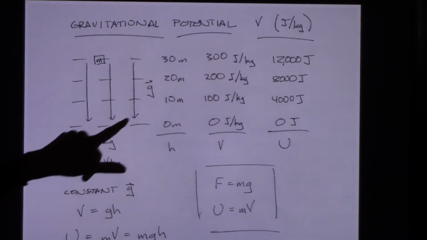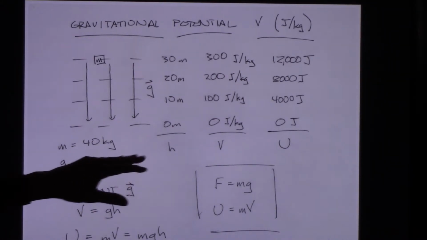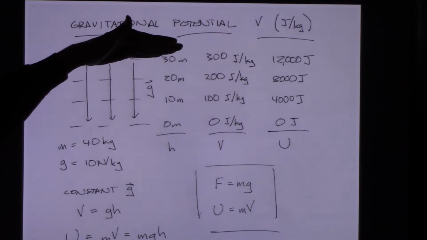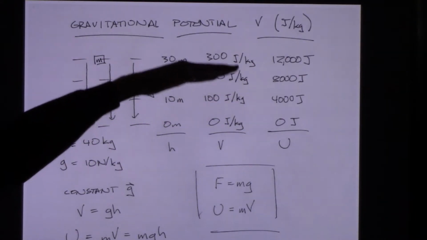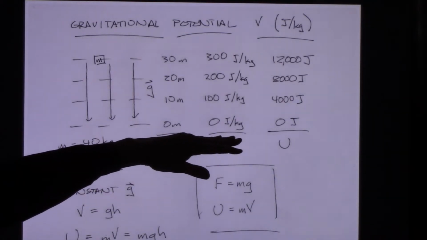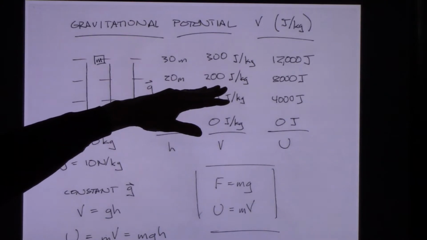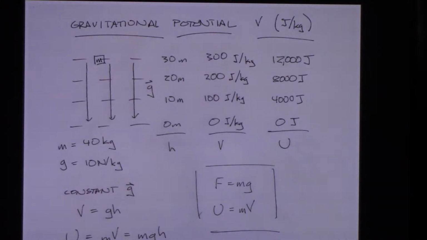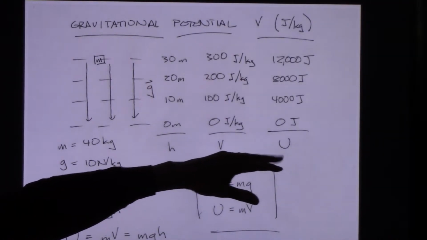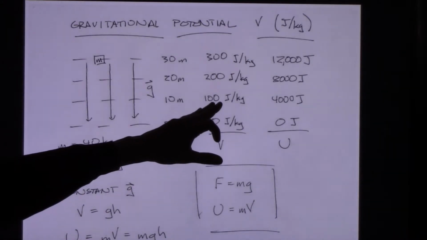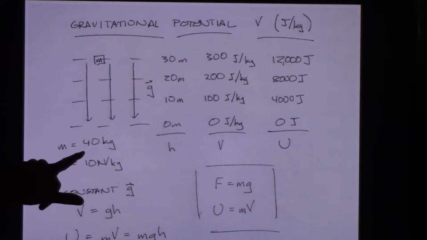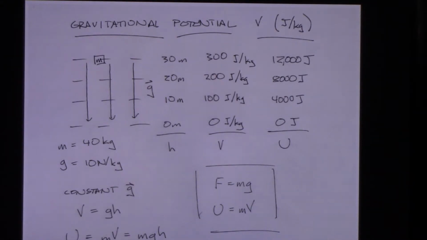I said, okay, let's imagine a gravitational field of 10 newtons per kilogram. If I started at a height of 0 meters, and then I climbed 10 meters, and then 20, and then 30, what's happening to my gravitational potential? If I follow the formula gh, that becomes 100 joules per kilogram, 200 joules per kilogram, 300 joules per kilogram. And then if I put a 40 kilogram object in, I can calculate how much potential energy. So a potential of 100 joules per kilogram multiplied by a mass of 40 kilograms gives me 4,000 joules.